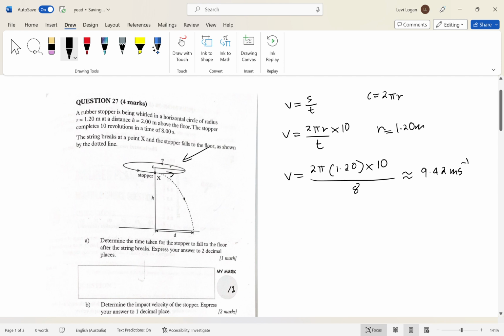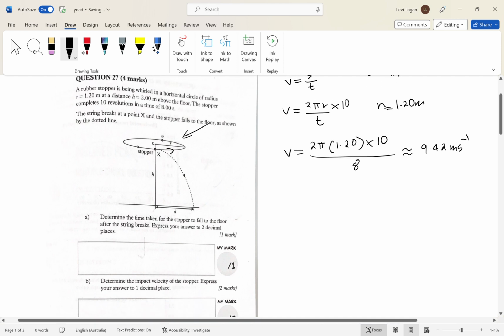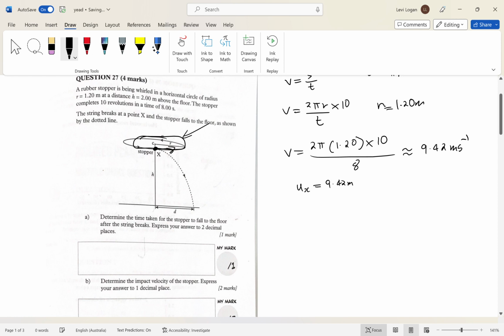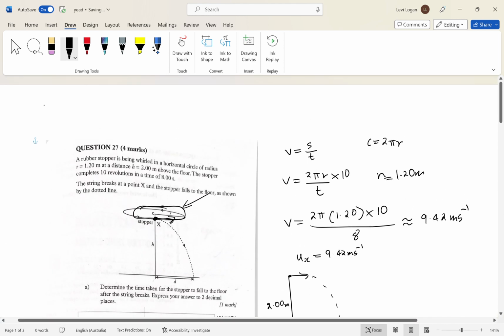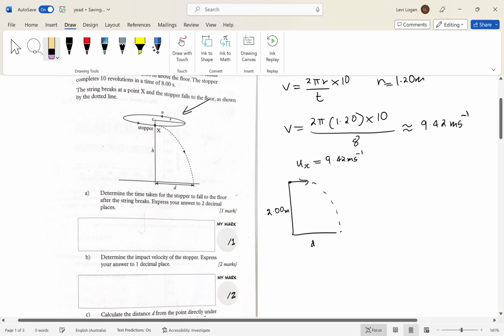Now we actually haven't answered the first bit of the question yet, but we're going to need that bit for the understanding. Once this has gone around here, its velocity at this point, once it gets cut, is a horizontal velocity. So u of x is 9.42 meters per second. So it's been cut here, and this is 2 meters high, and this is d. It's got a velocity of that, and it's going to travel like that. So to work out the time it takes to hit the ground, we have to look at the vertical motion to find its time.